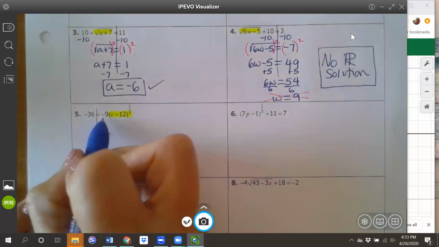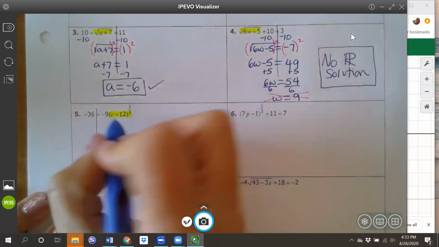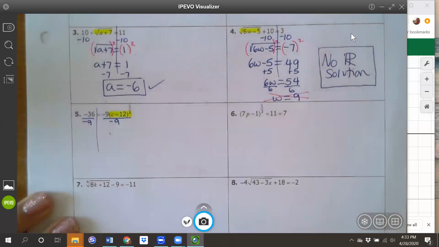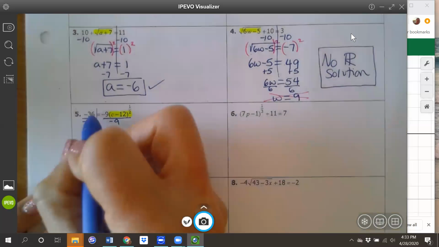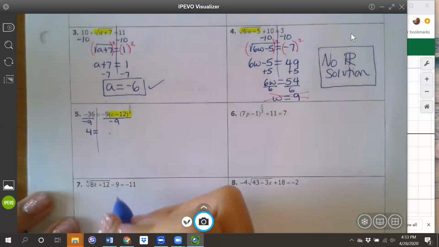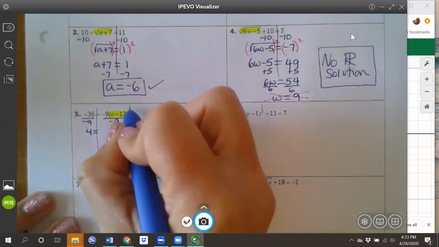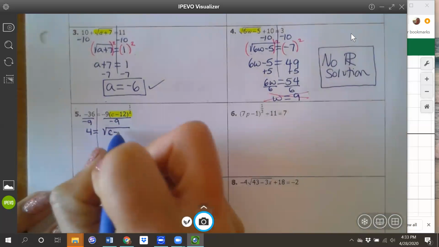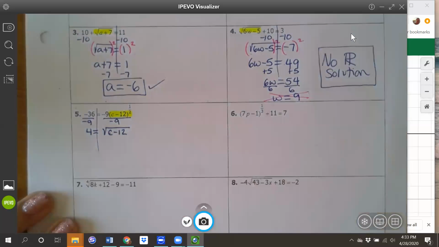So the first thing I'm going to do is get rid of this -9. It's being multiplied, which means that we need to divide it. So -36 divided by -9 is a +4. And then instead of writing it as a fraction exponent, I'm going to write it as the square root of c minus 12 raised to the first power. So just c minus 12. Okay, now it makes it a little easier to see.